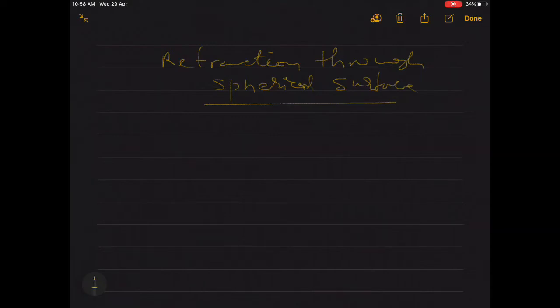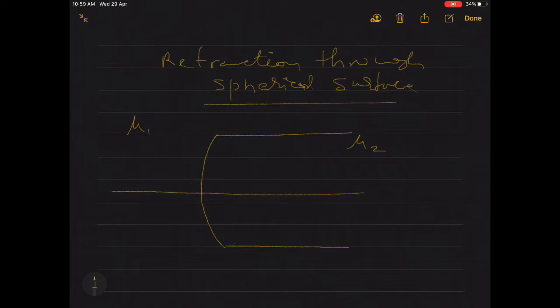In this lecture you will come to know about the concept of refraction through a spherical surface. For the purpose of convenience, I am taking here the convex surface as a spherical surface. This is the principal axis. Refractive index of this denser medium is mu2 and this rarer medium is mu1.